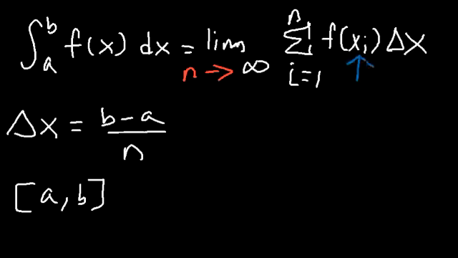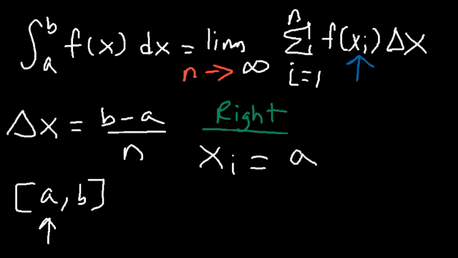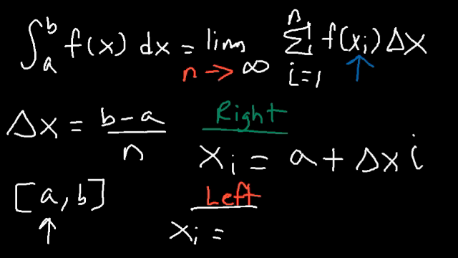Now, you may wonder, what is this x sub I? It really depends on if you want to find the area using the right endpoints or the left endpoints. So using the right endpoints, x sub I is equal to a, that's this a, plus delta x, which is this value, times I. Now if you wish to use the left endpoints, x sub I is equal to a plus delta x times I minus 1. So let me explain to you what this means.